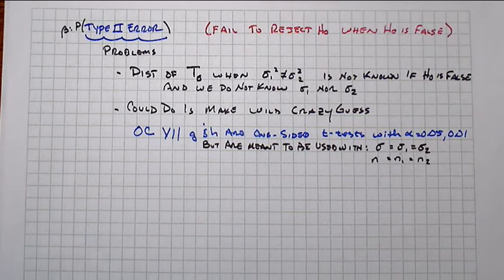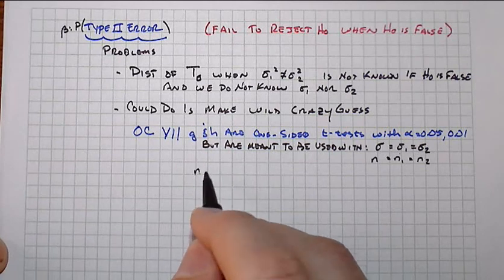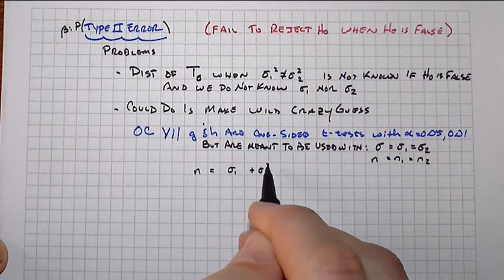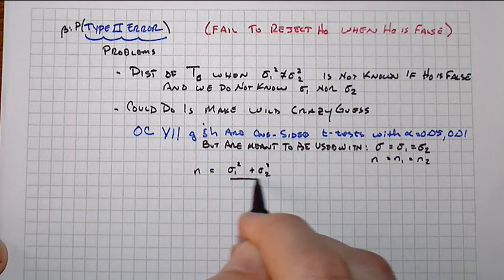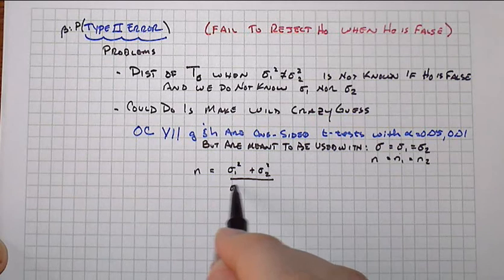Another approach might be to use sort of a pooled approach, and presuming that your variances were known, you could define a pooled n by weighting essentially by the variances.